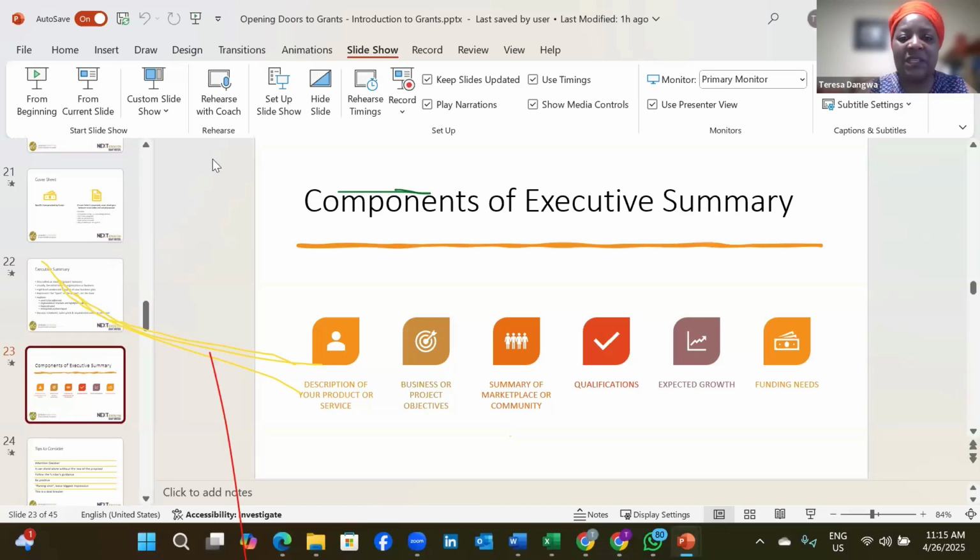So what are some of the elements, the components of an executive summary? The description of your product or service, the business or project objectives, the summary of the marketplace or your community, the qualifications of your executive leadership, expected growth, and funding needs, how much it is that you need.